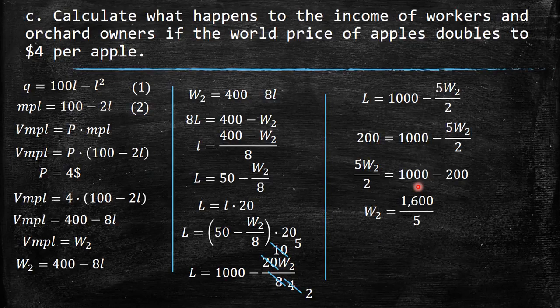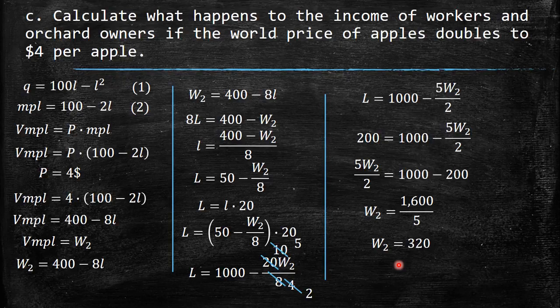This should be 800 times 2, since dividing goes to the other side multiplying, so it should be 1600, and this 5 goes down, dividing this expression. Then W is equal to 320. Then you grasp that when the price doubles, in this case the wage doubles as well.